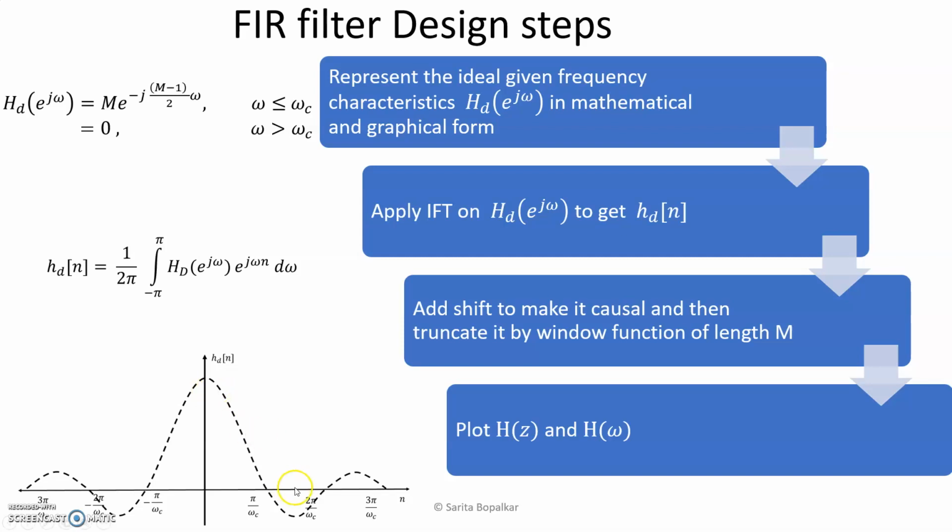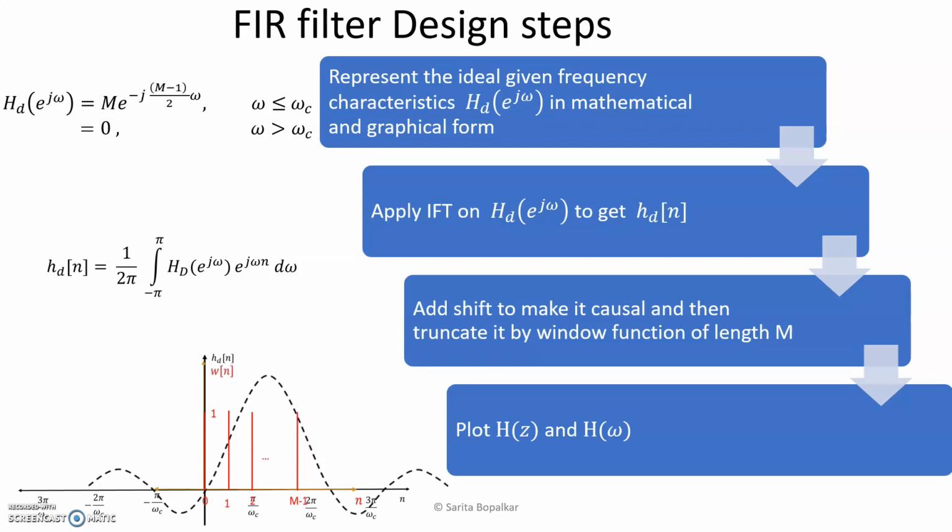So this is your sinc pulse, and you have to add the shift, and the shift is (m minus 1) by 2, where m is the order of the filter. The next step is to make it finite by multiplying by a window function. Here it is a rectangular window, but the window function can be a Hamming window, Hanning window, or Blackman window. Like this, different window functions can be used to make it finite.